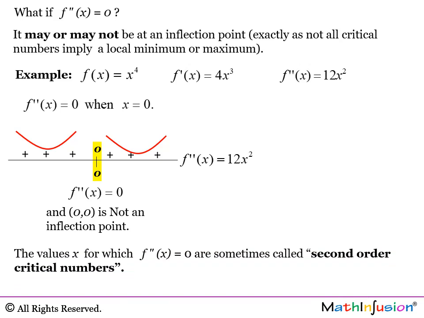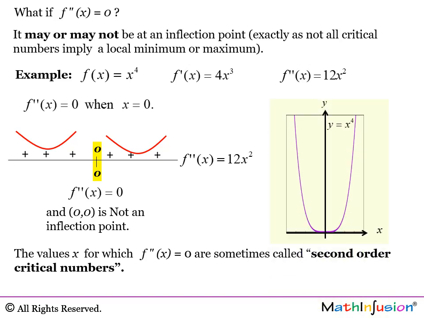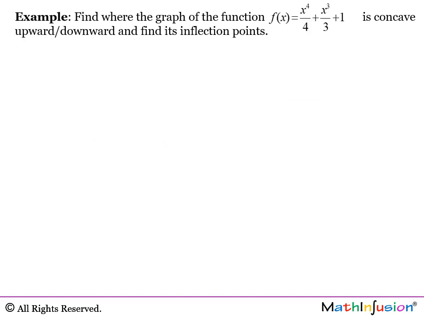The values x for which the second derivative equals 0 are sometimes called second-order critical numbers. I'm not going to use this very often. You can observe also by looking at the graph of the function that even though the second-order critical number is 0, there is no inflection point when x equals 0.